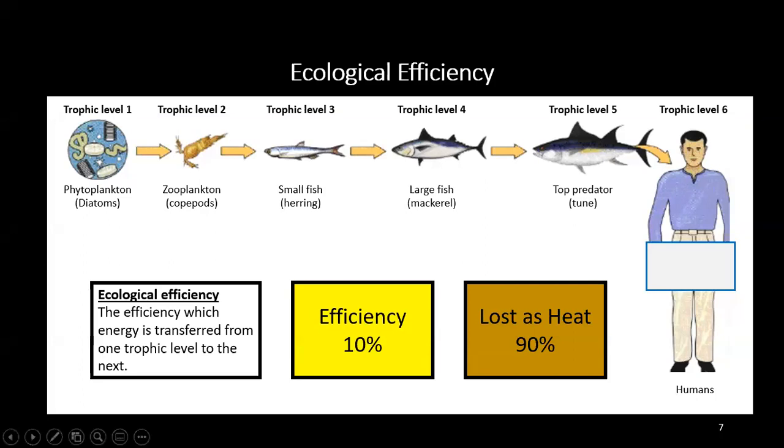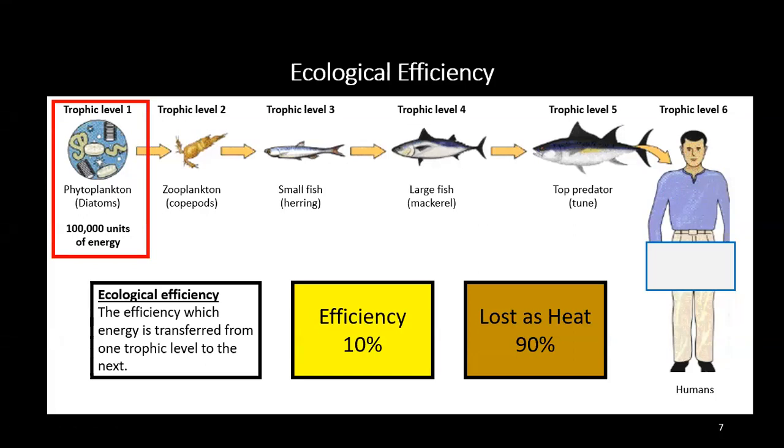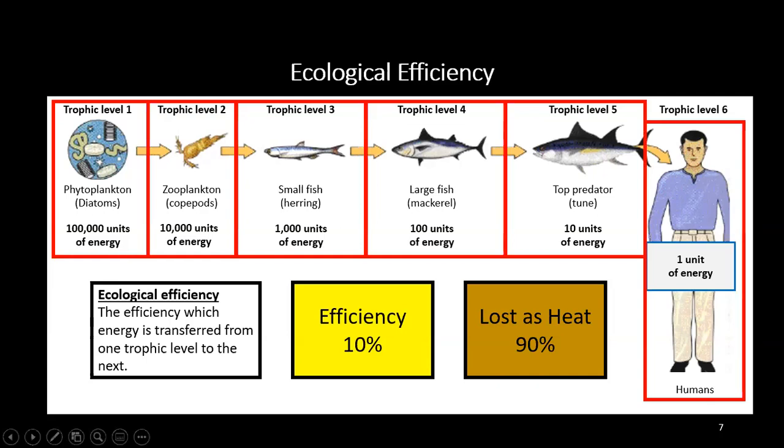10% ecological efficiency. For example, if phytoplankton absorbed 100,000 units of energy from the sun, then at a 10% ecological efficiency, only 10,000 units of energy are transferred to zooplankton, the next trophic level, through predation. The remaining 90% of energy is lost as heat. With the addition of each trophic level, 10% of unit energy is transferred, with only 1 unit of energy reaching the human.